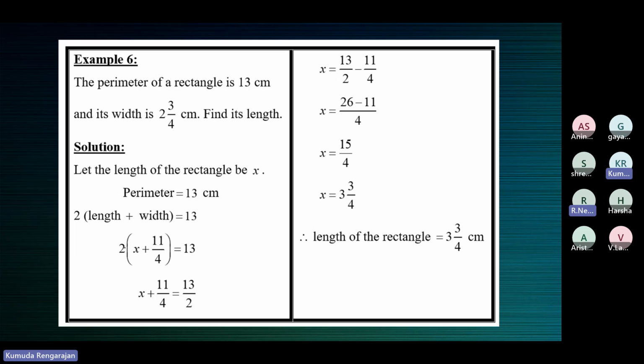Okay. So here it is 2 into, it's in multiplication. So it goes for division to the other side. So 13 by 2 will go to the denominator on the other side. Mama, I did 2x plus 11 upon 2 because 2 ones are 2, 2 twos are 4. Correct. That's also fine.